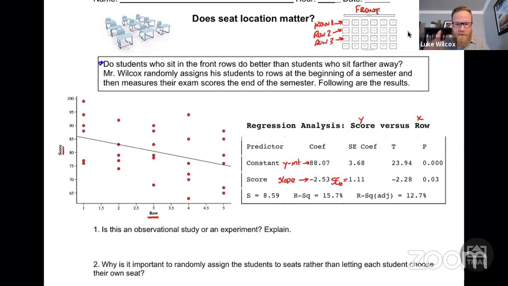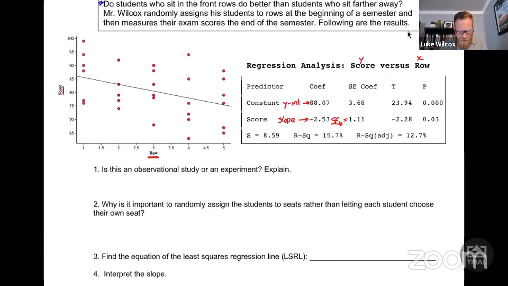So as I predicted, you can see from the data that there is a negative relationship. The further back you are in the classroom, it appears the lower exam scores you get at the end. So let's dig into a couple of questions here. Okay, question number one, is this an observational study or an experiment? Okay, definitely for this one, it is an experiment.